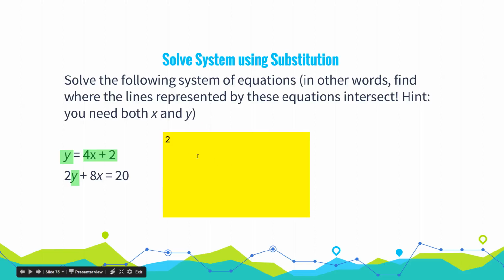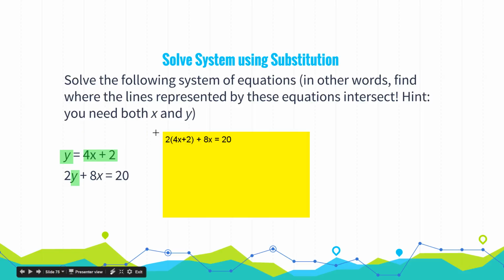So instead of 2y, we're going to have 2, and remember, always put parentheses around whatever you substitute. We're going to do 2 times (4x plus 2). And then we still have that plus 8x equal to 20. Just notice how I removed this y over here and put 4x plus 2 in its place.